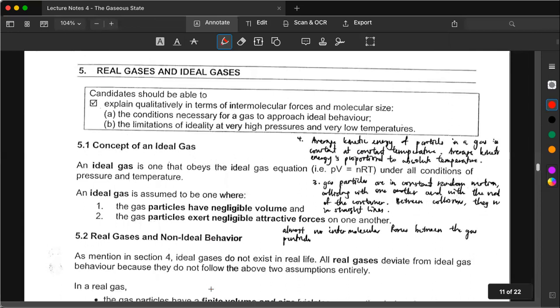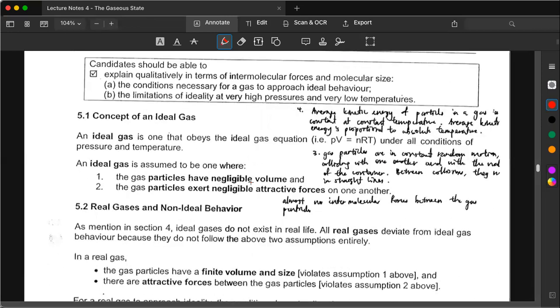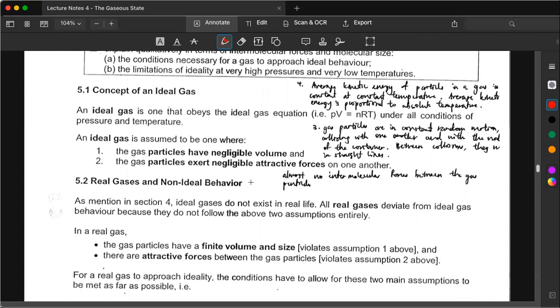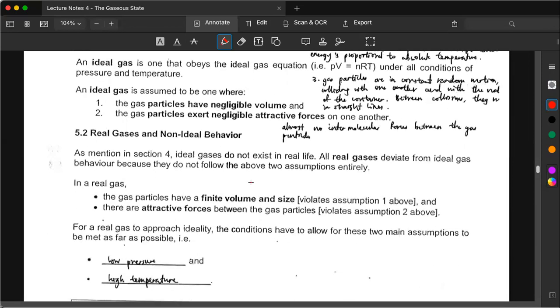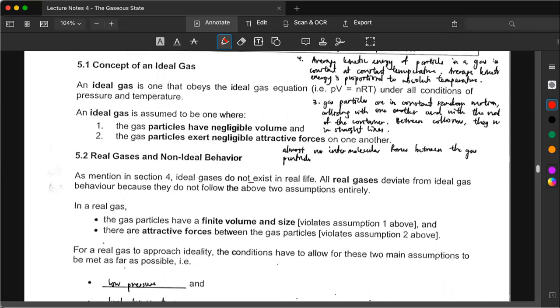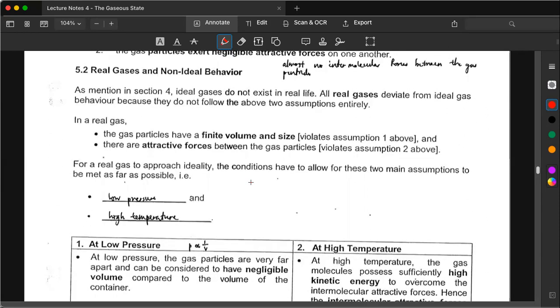Now, an ideal gas is one that obeys the ideal gas equation under all conditions of pressure and volume. So an ideal gas is assumed to be one where the gas particles have negligible volume and exert negligible attractive force on one another. Now, as mentioned previously, ideal gases do not exist.